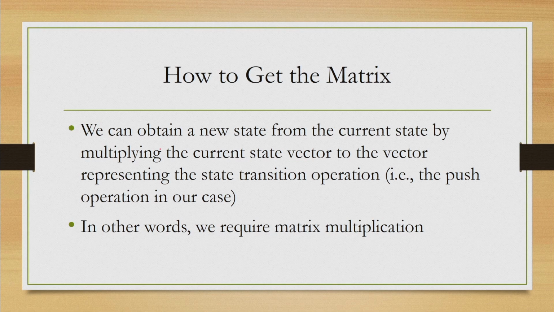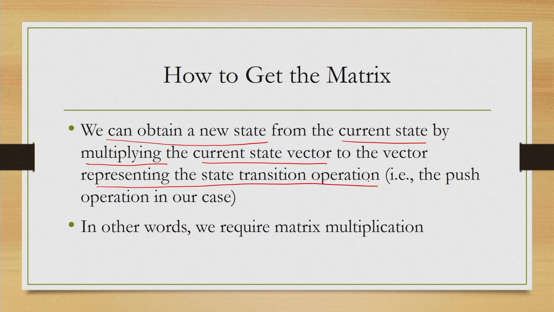If you have basic knowledge of matrices, you may know that we can obtain a new state from the current state by multiplying the current state vector with the matrix representing the state transition operation. So, for the operation we have a matrix, and each state is represented with a matrix. We multiply these two matrices to get another matrix that represents the new state. This is nothing but a matrix multiplication operation.